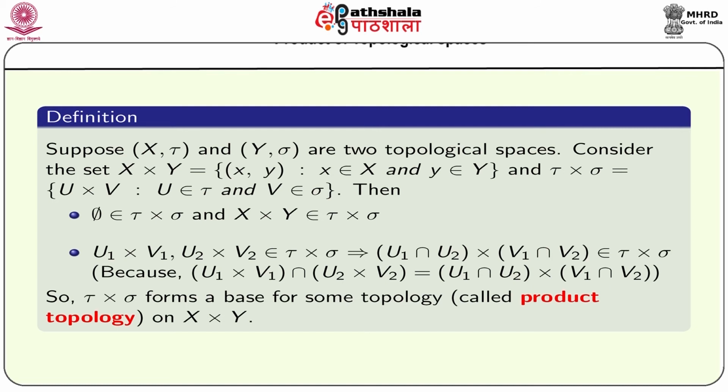Now, since tau is a topology, u1 intersection u2 is a member of tau and v1 intersection v2 is a member of sigma, thereby showing that tau cross sigma is a base for some topology on x cross y. This topology formed by taking this collection as base is called product topology on x cross y.